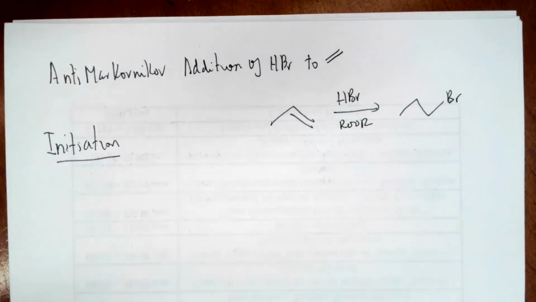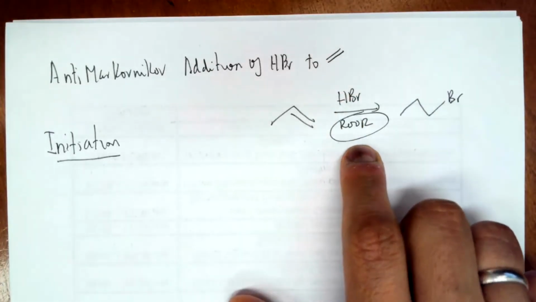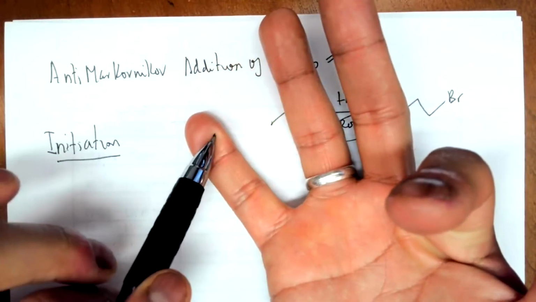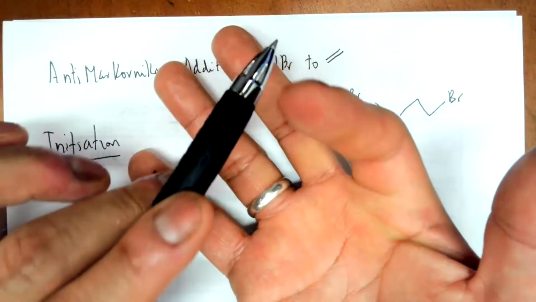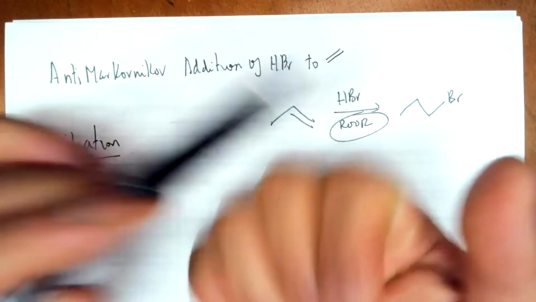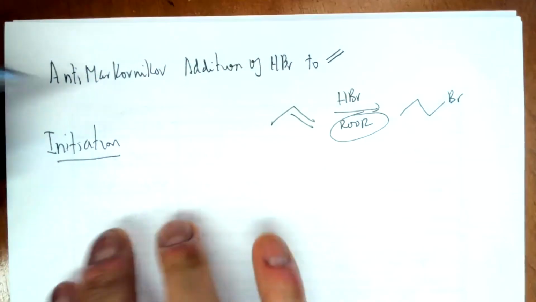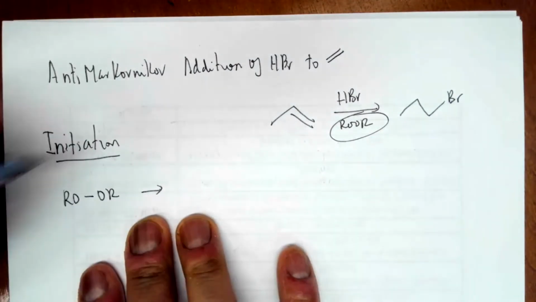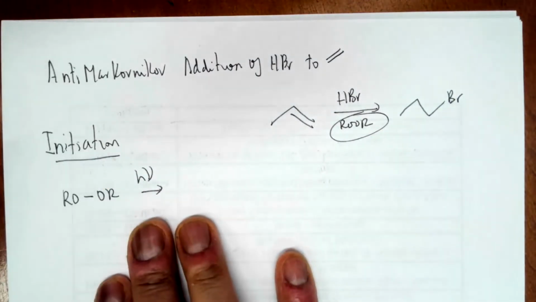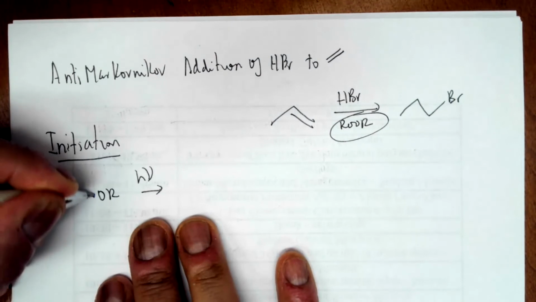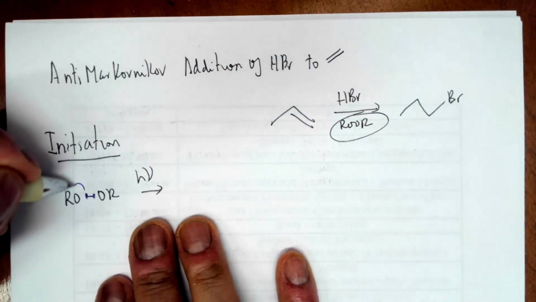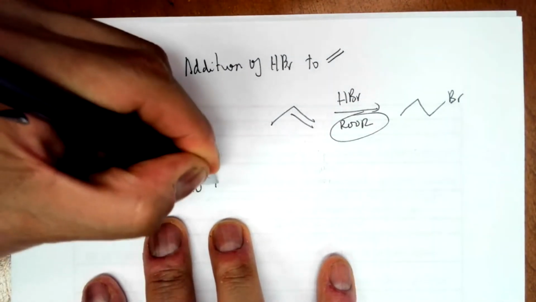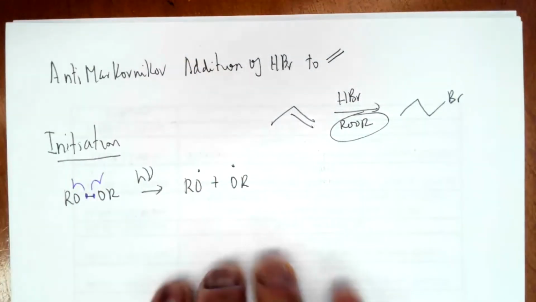Initiation: who's going to initiate here? Peroxides, right? If we go back to the slides, there were three compounds used as initiators: halogens, peroxides, or acyl peroxides. In this case, I have only peroxide, so I will use peroxide. So ROOR, with the effect of light or heat, we'll use light, breaks into two radicals, RO radical plus OR radical.